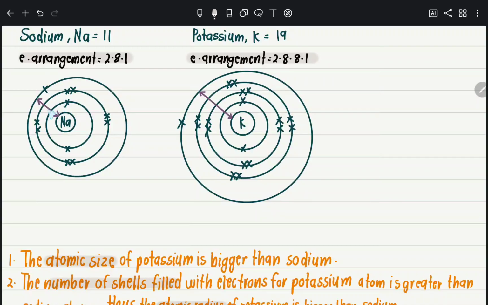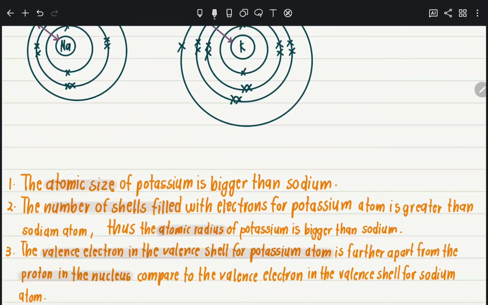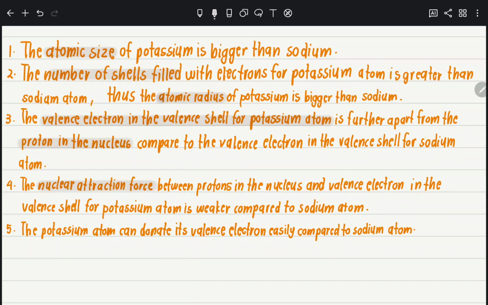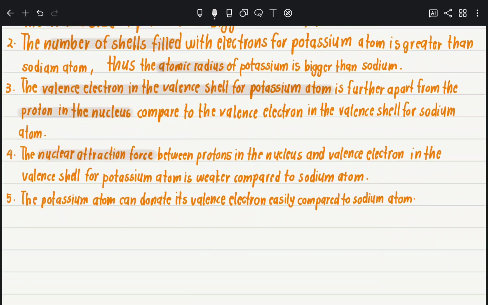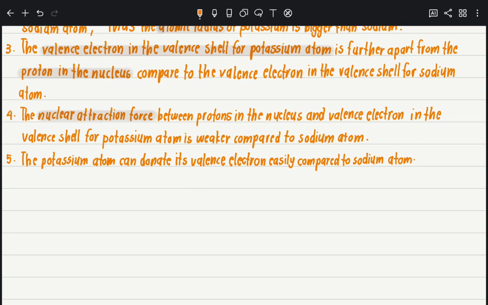You buka mata. Ini mestilah strong sebab kecil. Ni big, so mestilah weak. Betul tak? Then for sure the potassium atom can donate its valence electron easily compared to sodium atom. So now my question is, compare the reactivity. So which one is more reactive? Potassium or sodium? So which one easy to deliver its electron? Potassium, right? So potassium more reactive than sodium. Tu je. Okay, this is the final answer.